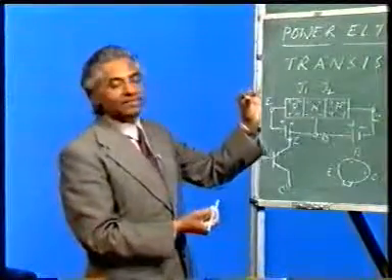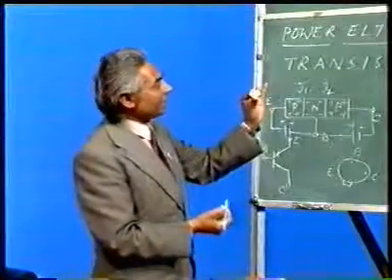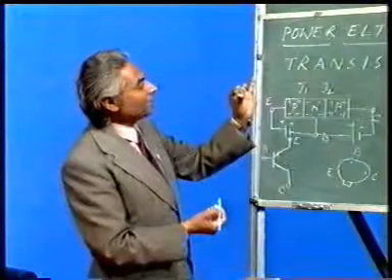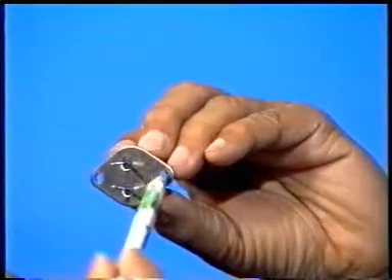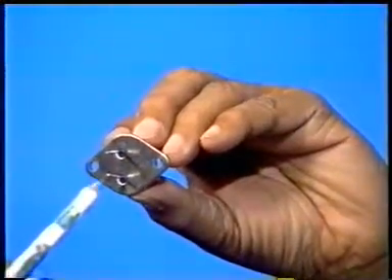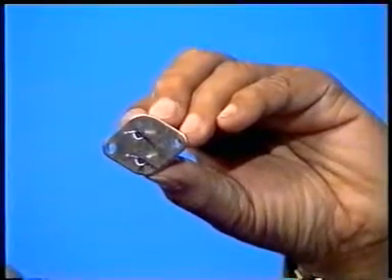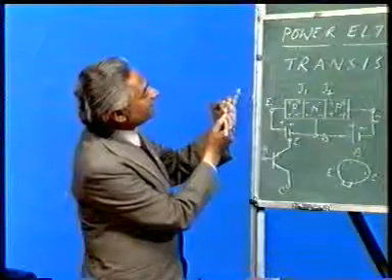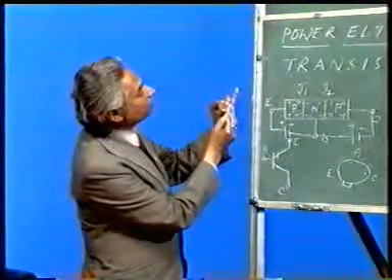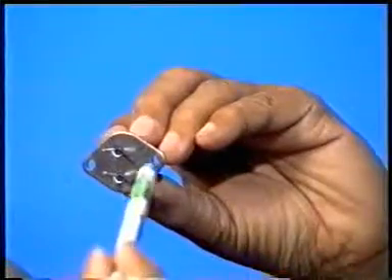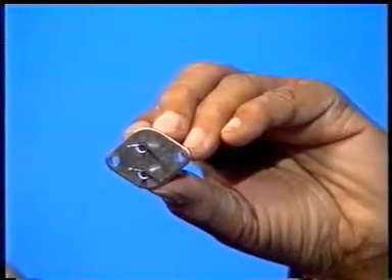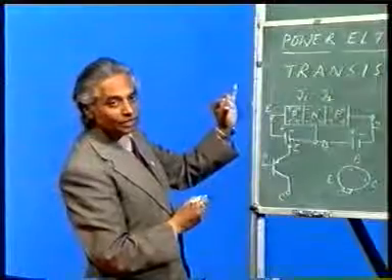Now how to know which is emitter, which is base? You keep it like this. There is a physical test for it. You keep it like this, and you will find that the distance from this center to this hole is slightly more than the distance from this center to this hole. Again I will repeat, this distance is more than this distance. You have to do it when you are finding out.